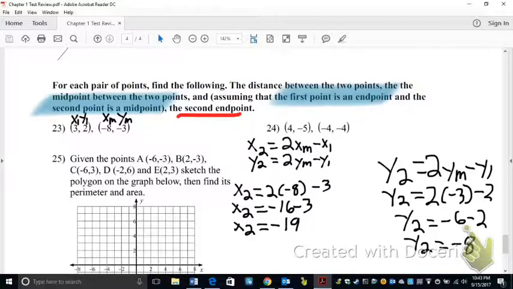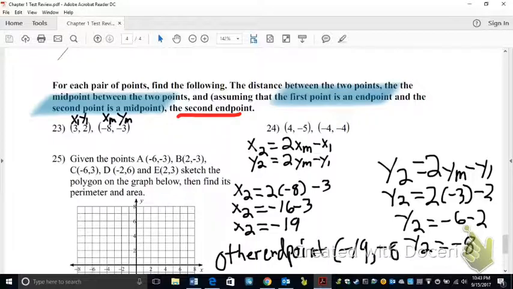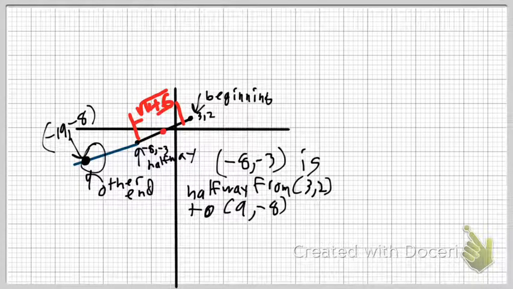Okay? Now let's really quickly, so that means that the other endpoint is going to be negative 19, negative 8. So I'm going to quickly flip back here and look at where we found negative 19, negative 8. That's right where we thought it was. So what we can say is that negative 8, negative 3 is halfway from 3, 2 to negative 19, negative 8. Okay? Hopefully that helps. This is something that a lot of people have difficulty with, and we'll keep working on it throughout the year.